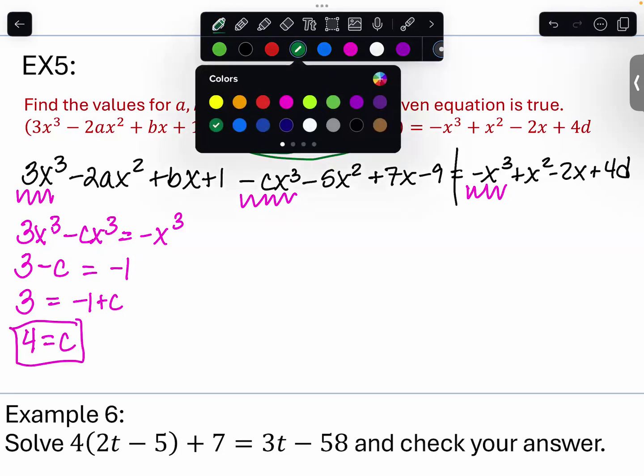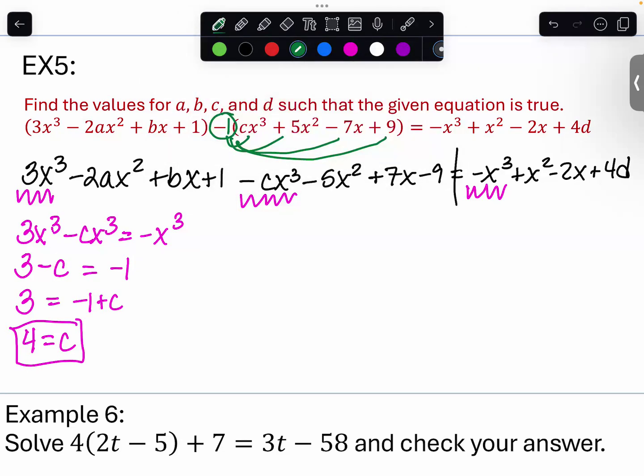Now I'm going to continue doing that for all the different variables that we see here. Next, I'm going to do my x squared terms because I know on the left, the x squareds combine to make that x squared that's on the right. So I have negative 2a x squared minus 5x squared is equal to 1x squared.